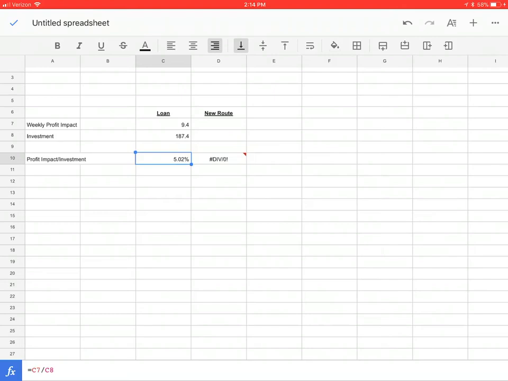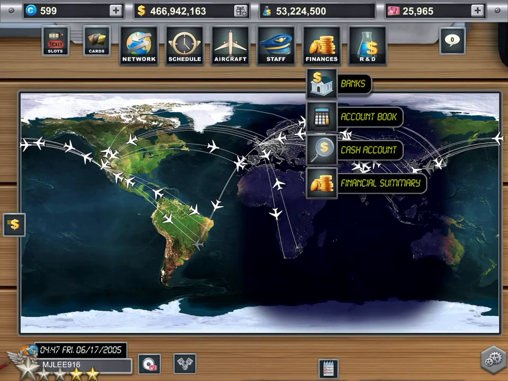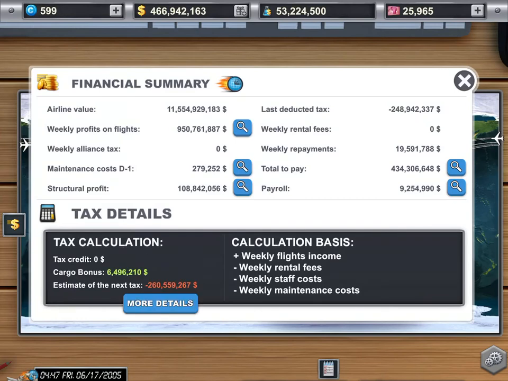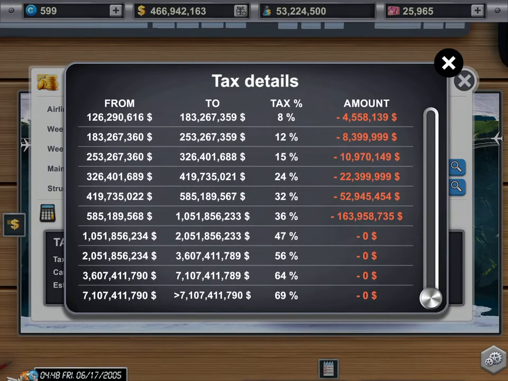Now, to decide whether that's a better investment than starting a new route, we have to compare the profit impact we would expect from starting a new route relative to its investment. These days, I think a typical 24-hour route with an Airbus 380 will get me about a $4 million improvement in profit per day, but that's before tax. If you don't know how to figure out your tax rate, go to Finances and Financial Summary, hit Calculate Taxes, and you can look at more detail. These are the tax brackets, and right now every incremental dollar I earn gets taxed at a 36% tax rate. So when I'm calculating the impact to structural profit, I have to make sure I deduct taxes.